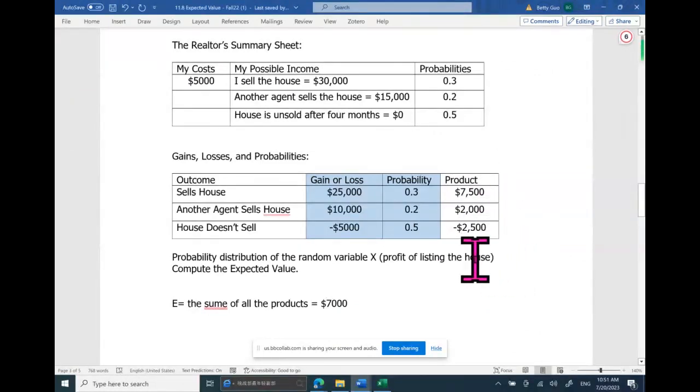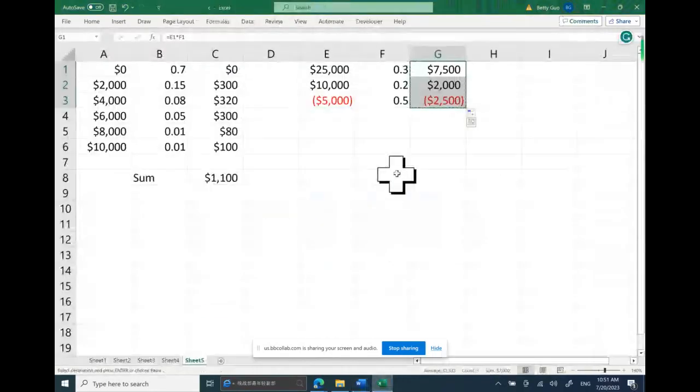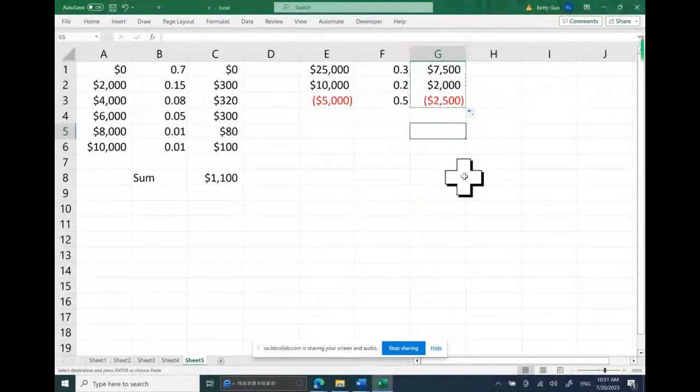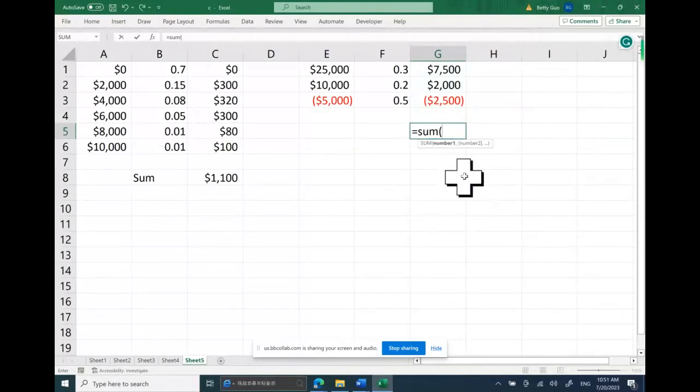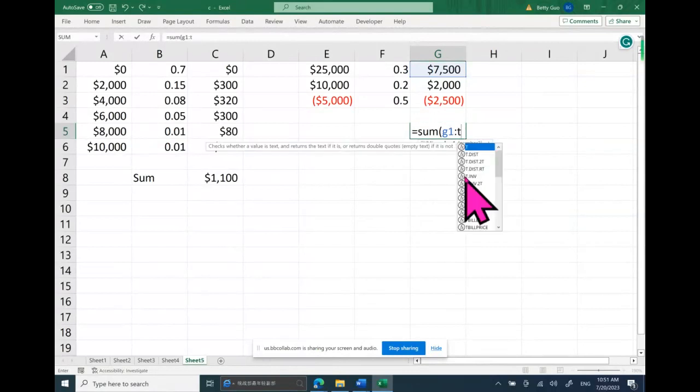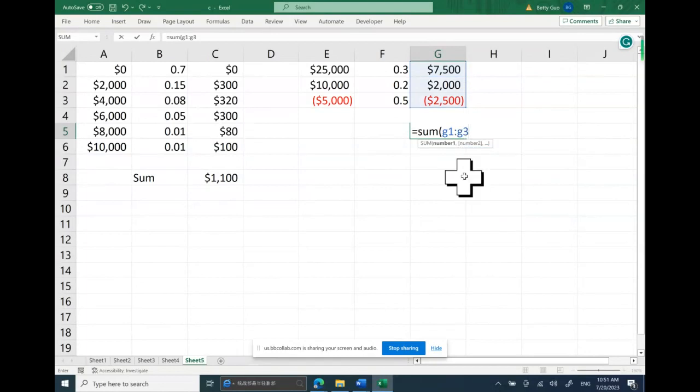This is 7,500. This is 2,500. 75 minus 25 is 5,000. 5,000 plus 2,000 is 7,000. If we use Excel to find the sum, G1 to G3, $7,000, right?